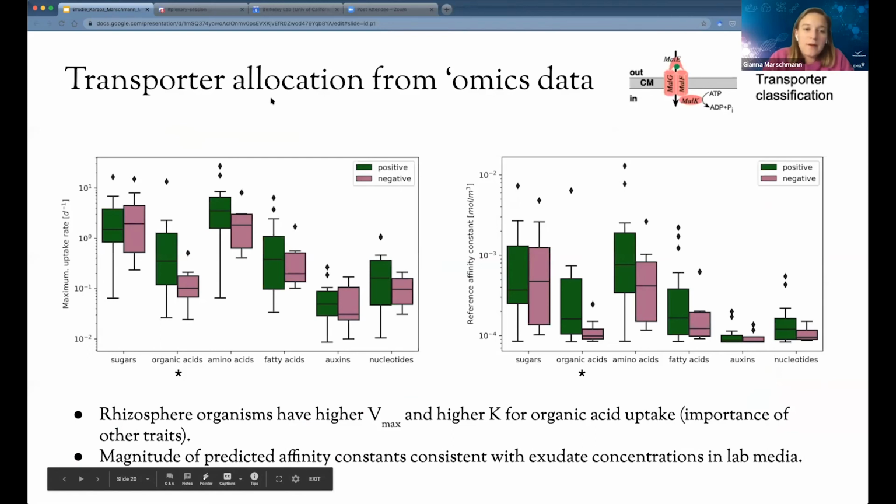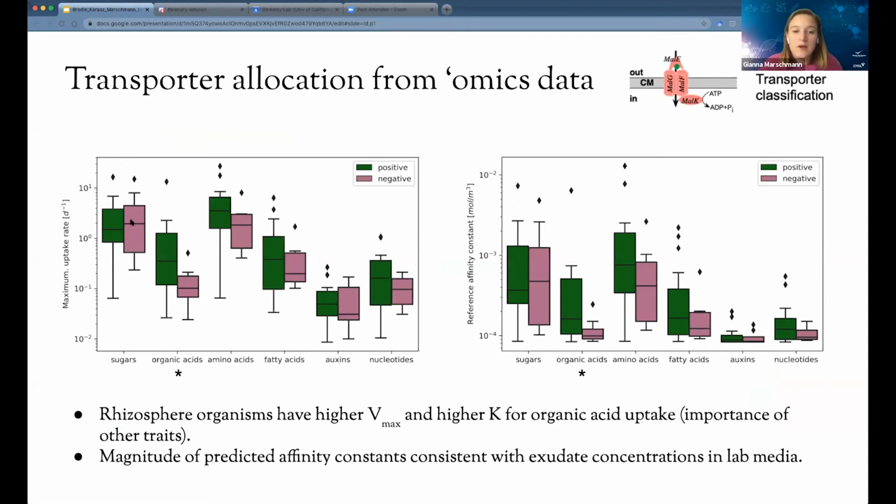So if we allocate the transporters based on the relative gene frequencies to the predicted number of transporters that have to be present to satisfy demand for cells, it shows that rhizosphere organisms have a higher maximum uptake rate and lower affinity for organic acid uptake. But there's no significant difference, for example, in the preference for sugars, which is consistent with genomic traits associated with their soil niche from the vignette.